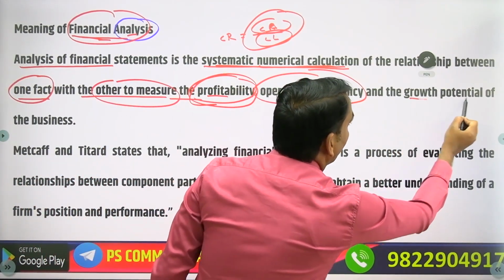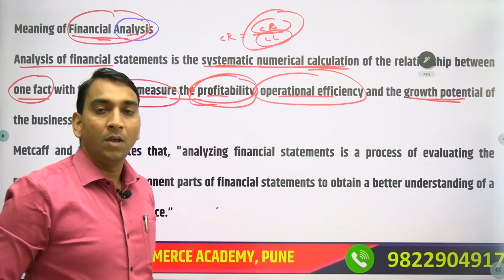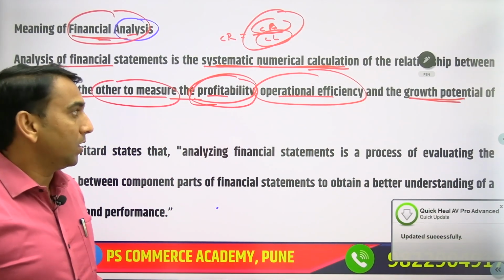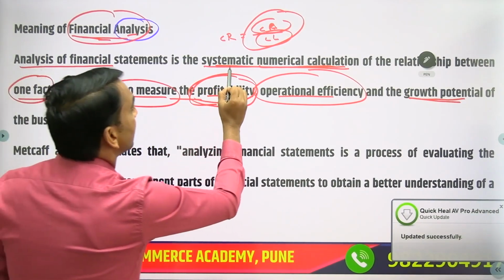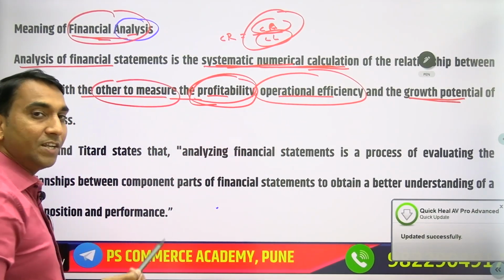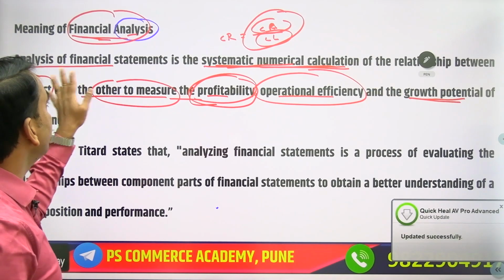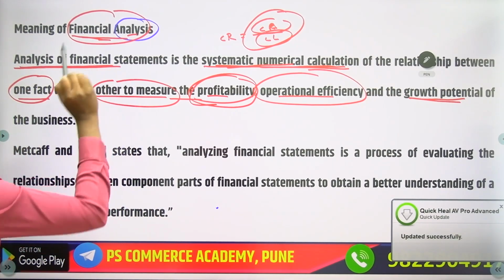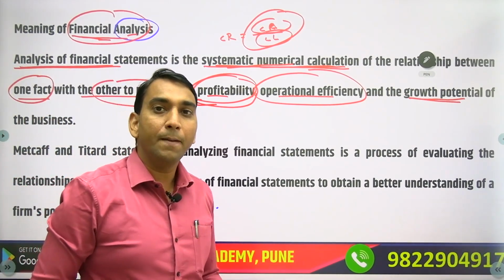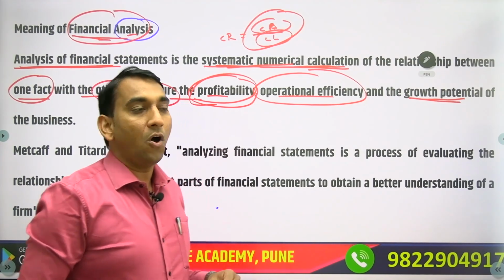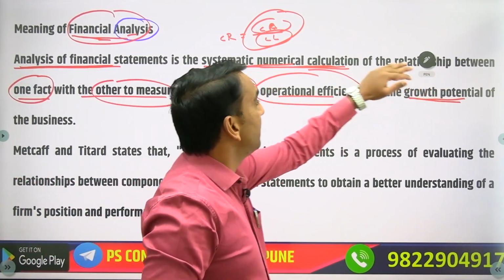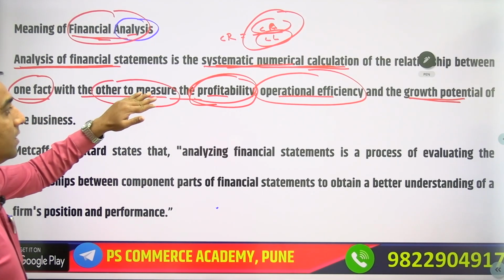and growth potential, whether business is growing or not. To check that, we are doing the systematic numerical calculation of the relationship between one fact with another fact. That is called the analysis of financial statement. So financial statement analysis means what? Systematic numerical calculation of the relationship between one fact with another.